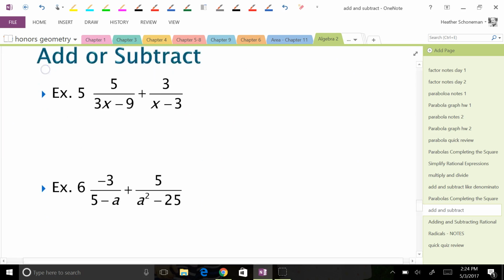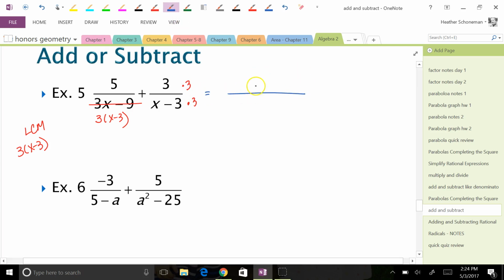Alright, example 5, we've got to find our least common multiple, but to find our least common multiple, everything has to be factored first. So this factors to 3 times x minus 3. So our least common multiple is 3 times x minus 3. So the left fraction, the denominator, is the least common multiple, but the right fraction, we have to multiply both of those by 3.